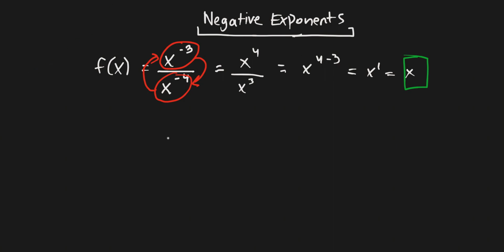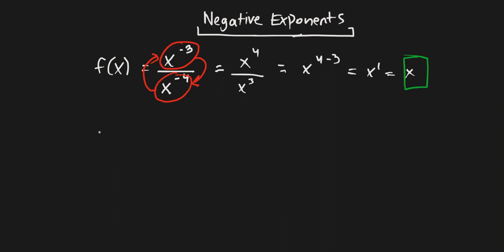And remember, if we have something like x to the a times x to the b, this is just equal to x to the a plus b. The exponents don't need to be equal to each other, but the bases do. So let's look at another example.